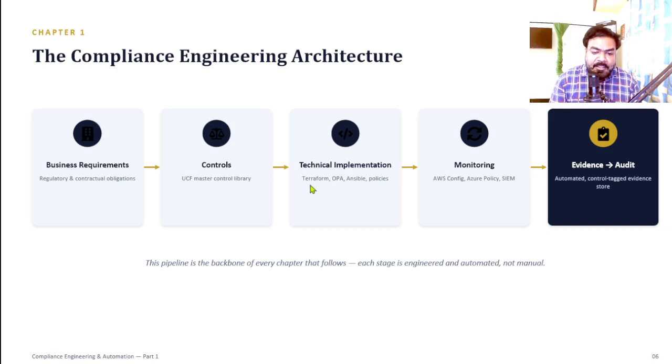The compliance engineering architecture. This is the architecture that ties the whole series together, so take a moment with it. Business requirements, your regulatory and contractual obligations, flow down into controls in your unified control library. Those controls get technically implemented in Terraform, OPA, and Ansible. That implementation is continuously monitored by tools like AWS Config, Azure Policy, and a CM. And that monitoring automatically produces evidence ready for audit. Every chapter from here on is really zooming into one stage of this pipeline, and each stage is engineered and automated, not manual.